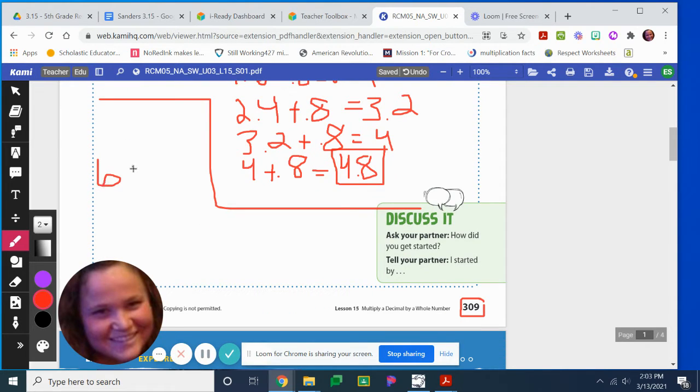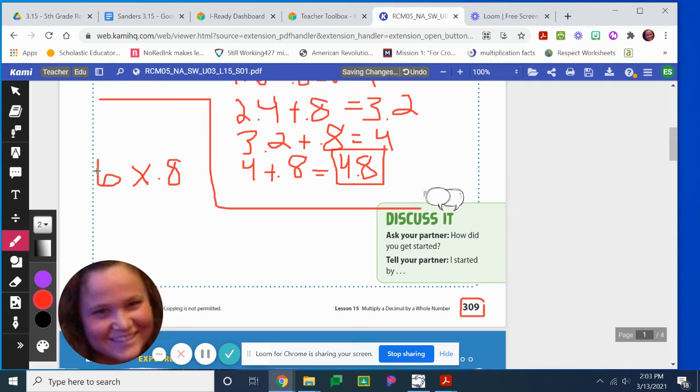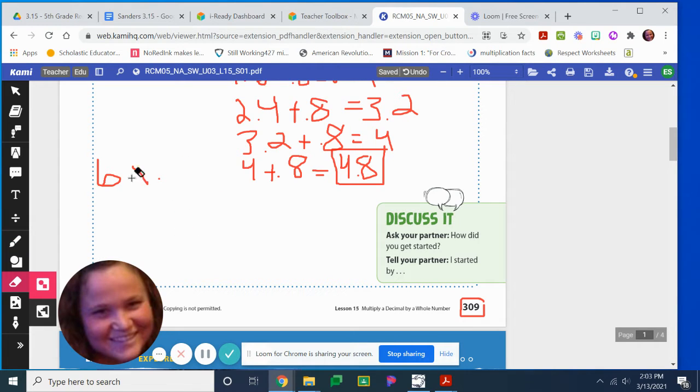Another, and I believe quite easily an easier way, is you take the 6 wholes and you multiply it by 0.8. All right, are you ready? 6 times 8 is 48. Oh, just kidding. I'll do it this way. We'll get there, I promise, but that's not it.